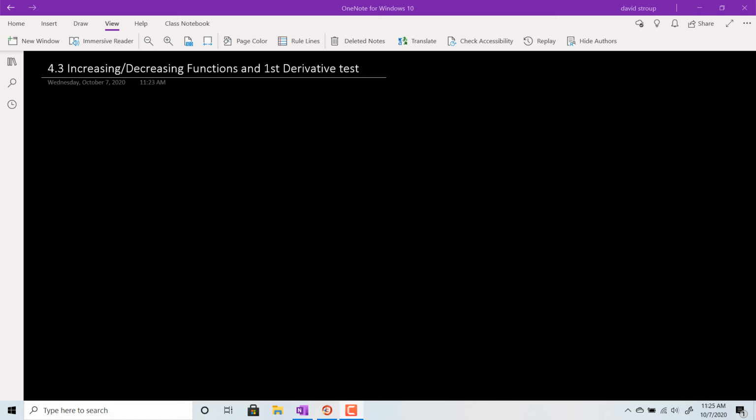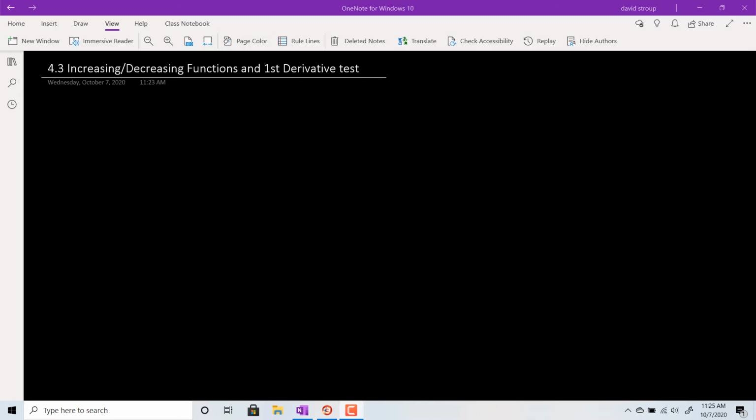Okay, welcome back, Chapter 4. Now the process is we need to find the critical numbers, and then we'll have this first derivative test that will tell us whether we have a max or a min or neither.